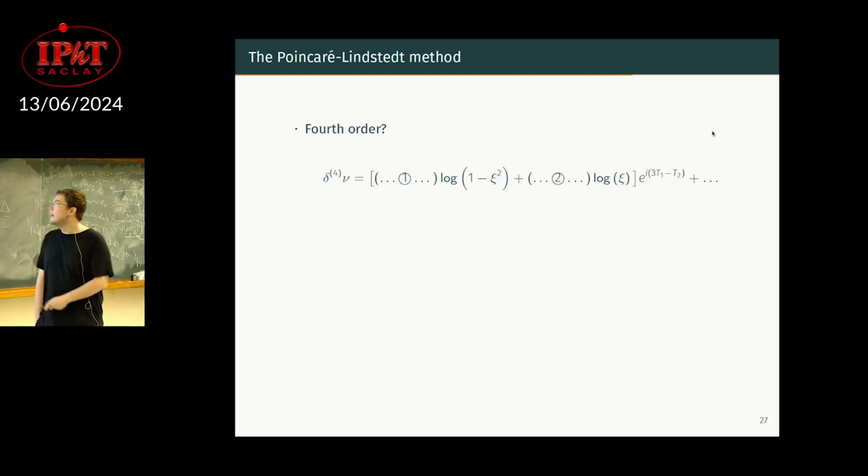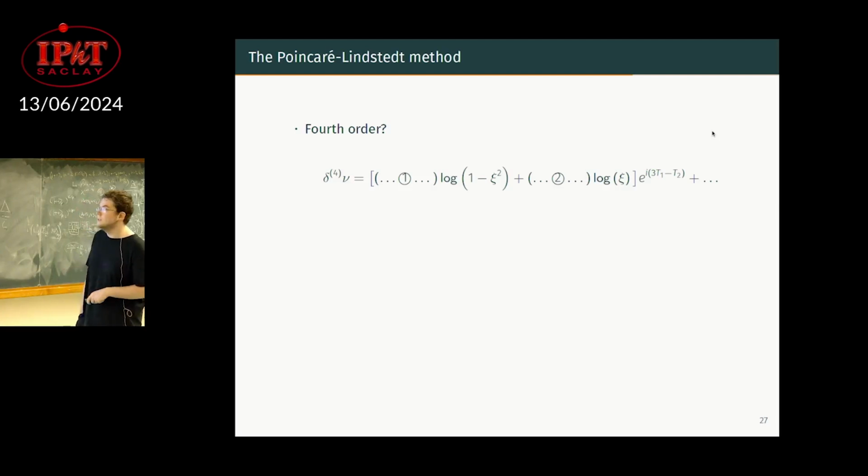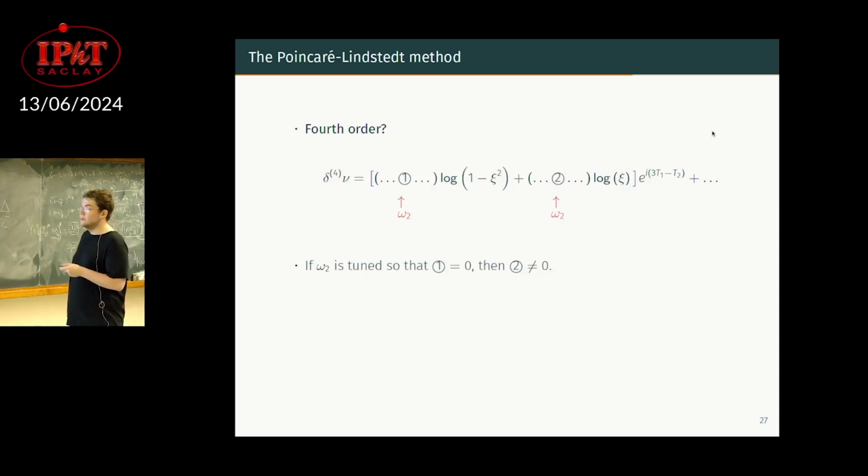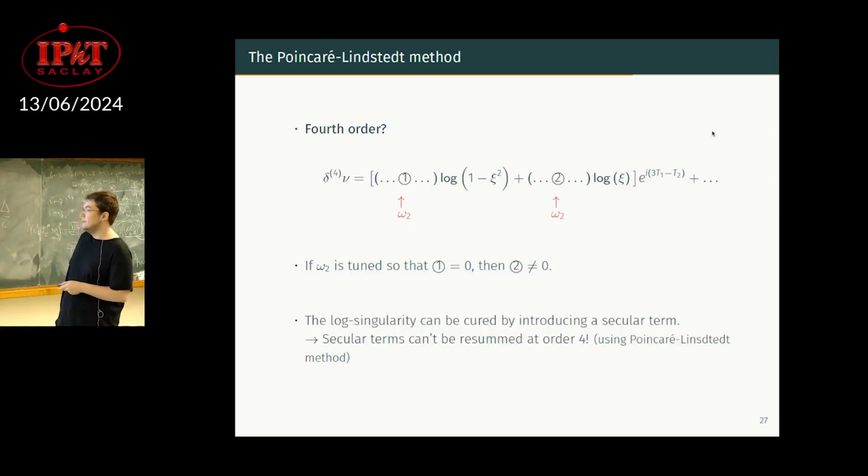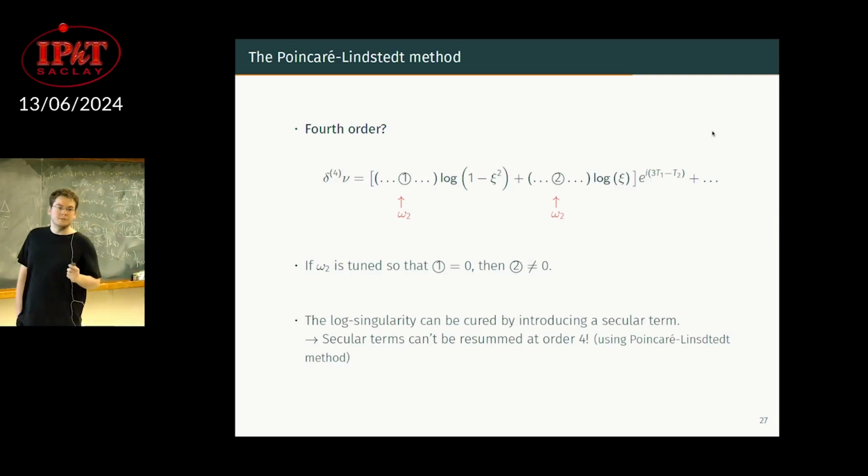Now, what happens at fourth order? At fourth order, it's much more subtle. It's much more difficult. In the solution for nu, we have this frequency here, 3t1 minus t2. And when we try to write it without secular terms, we get log divergences as before, but we get two log divergences. And in fact, if we want to correct them, we can correct one of them because both those terms, 1 and 2, have some factor of the frequency shift in it. But if I try to fix omega 2 such that 1 is 0, then 2 will be non-zero, and conversely. That means that this log singularity cannot be cured with the frequency shift. Instead, if we want to have a regular solution, we can come back and reintroduce a secular term, but that's what we are trying to avoid. So in other words, secular terms cannot be resolved at order 4, at least using the Poincaré-Lindstedt method.